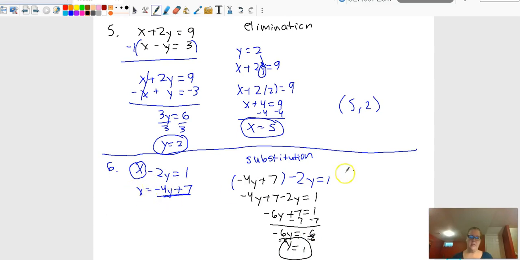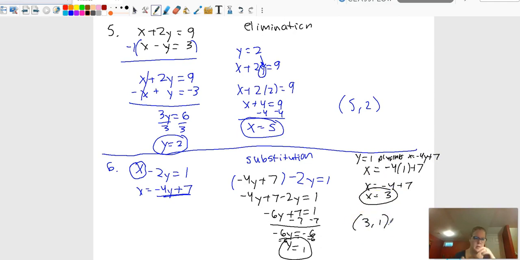Go back to this equation that's already solved for x. That's the easier one to plug into. You can do either one. -4 times 1 plus 7. What I'm doing is I'm taking y equals 1 and plugging into x equals -4y plus 7. So x is going to be equal to -4 plus 7, which is 3. And (3,1) is the ordered pair where these two lines cross each other.